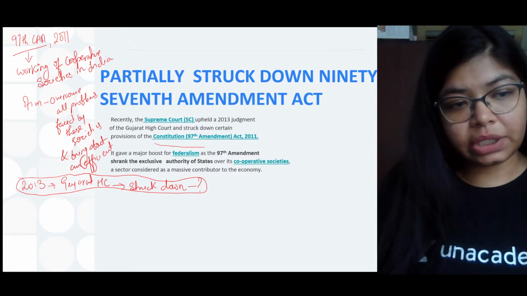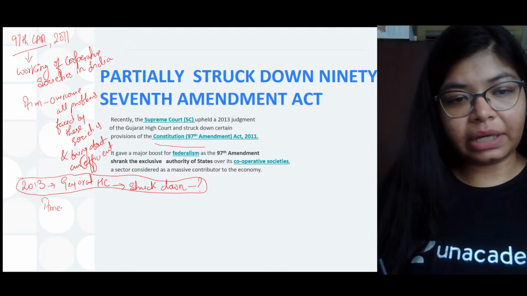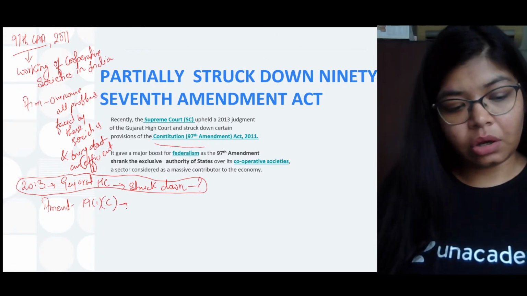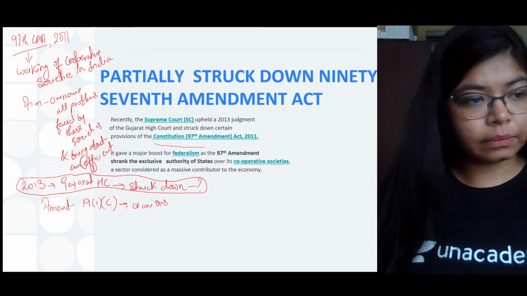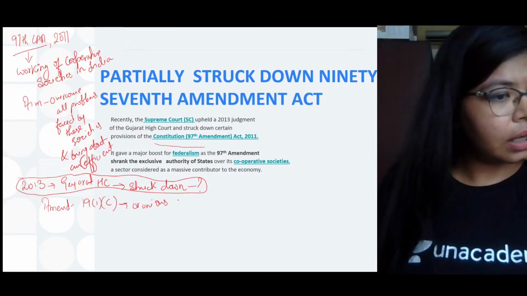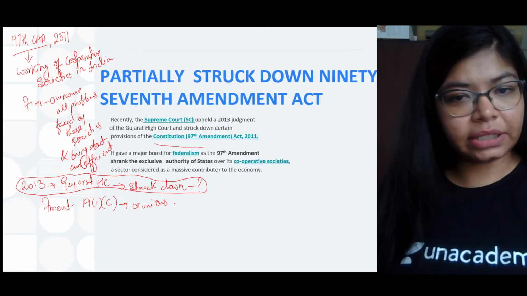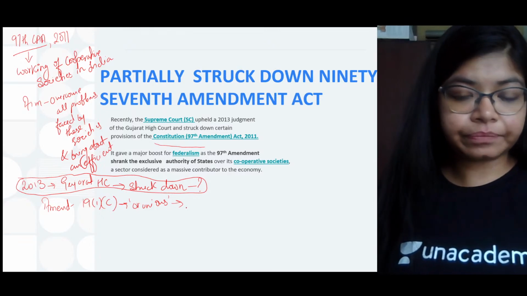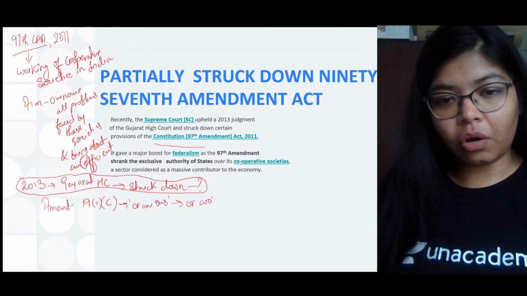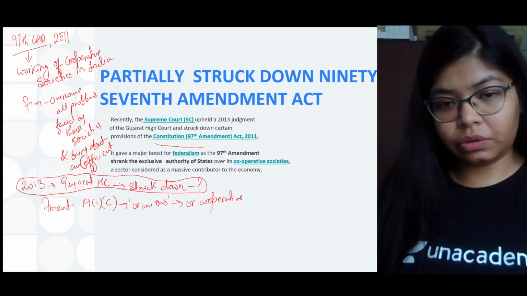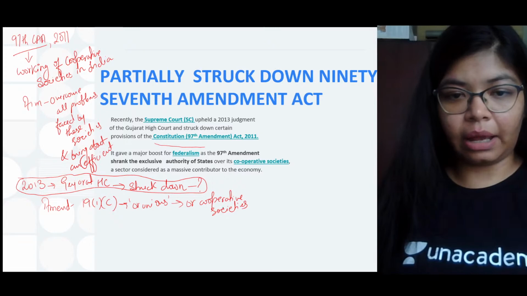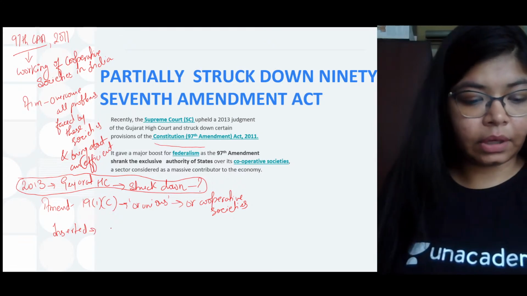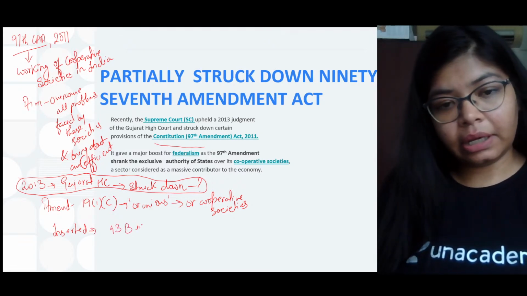So it did two things. One, it amended 19(1)(c), and after unions it added cooperative societies. This was the amendment done. And it also inserted 43B in Part 4.